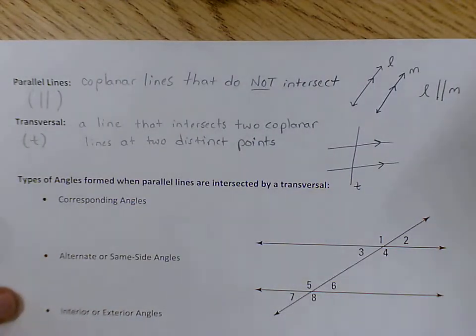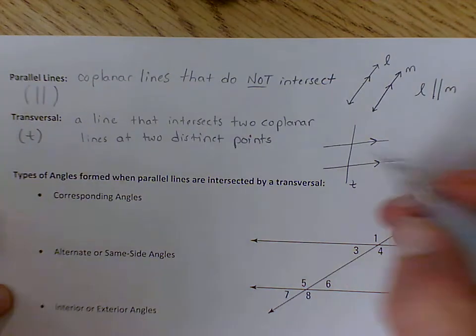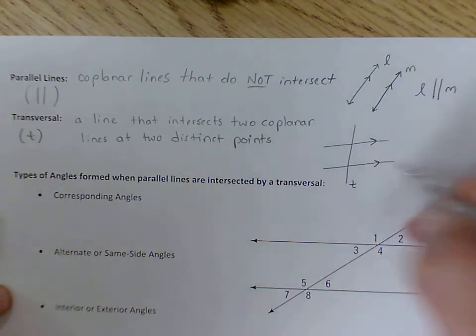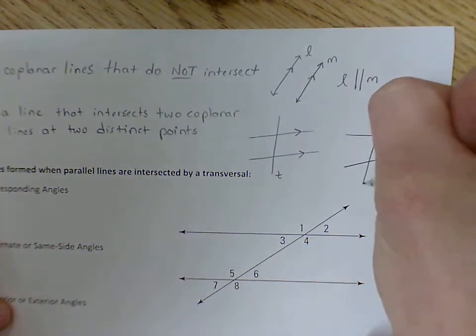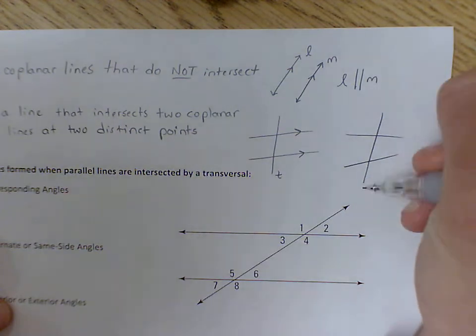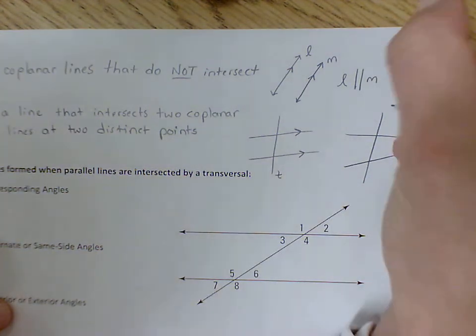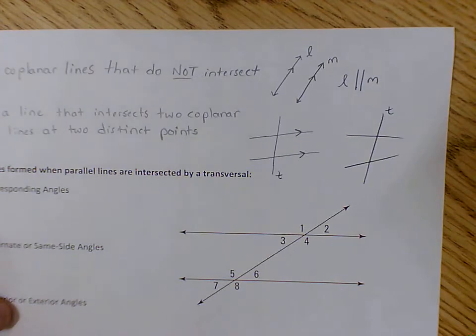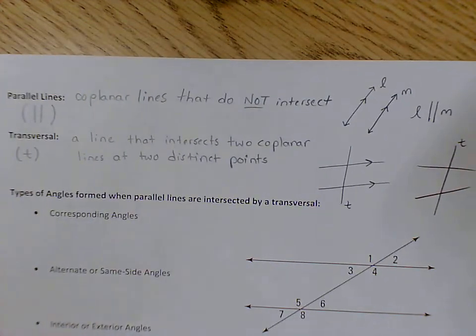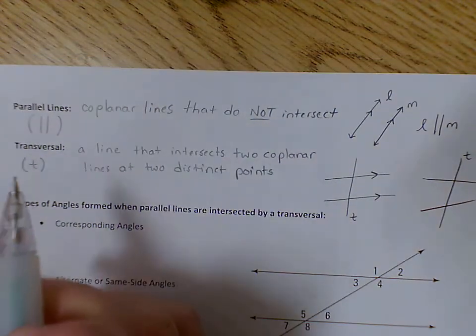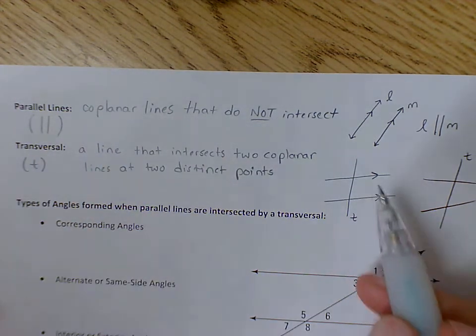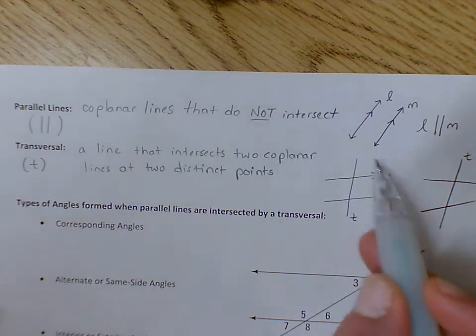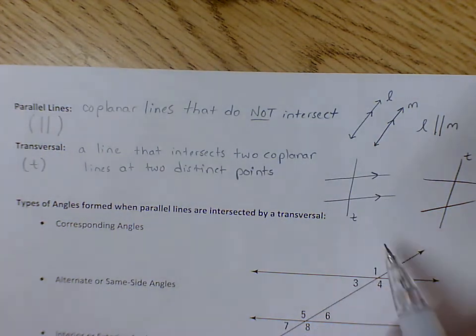T in that problem would be the transversal, but it doesn't necessarily have to intersect parallel lines. You could just have two random lines drawn, and if you draw a line that goes through them, that would be called a transversal. Okay, so that is a transversal. What we're talking about today is different angles that are formed when you have parallel lines and a transversal going through them. So we're going to concentrate on pictures that look like this today, when you have parallel lines that are being crossed by a transversal.